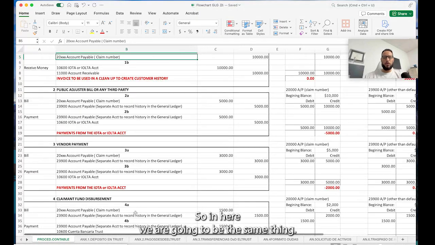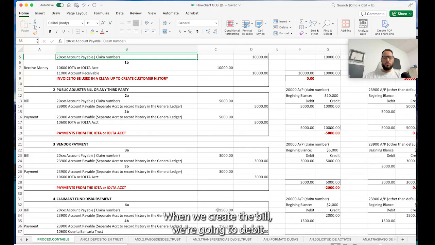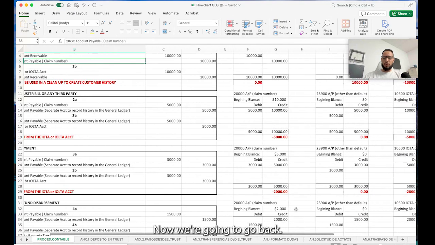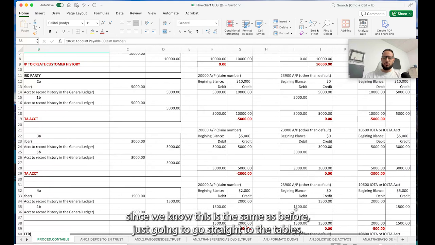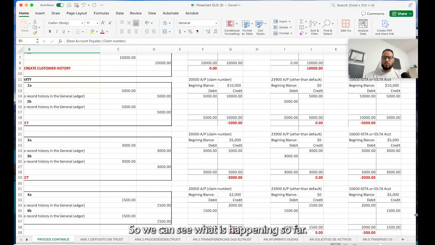So in here, we do the same thing when we create the bill. We're going to debit the claimant's account, and then we also are going to credit the accounts payable, the same one we use here. Again, this is going to serve you as an accounting control, and later on you will see how it shows up in the general ledger. Now we're going to go back. Since we know this is the same as before, we're just going to go straight to the T tables so we can see what is happening so far.